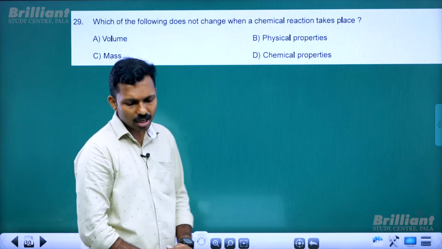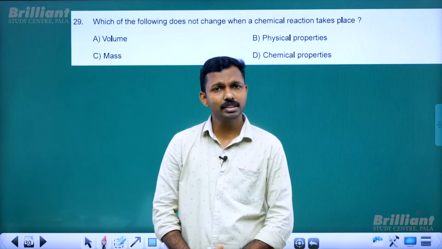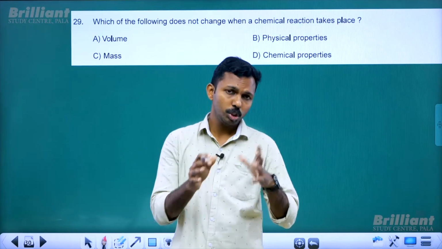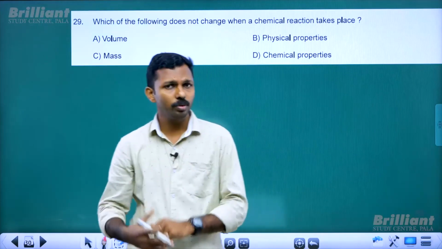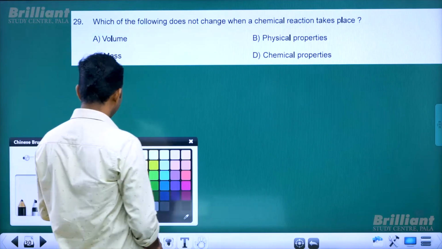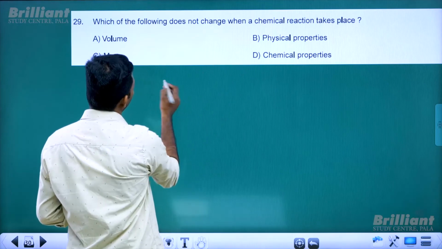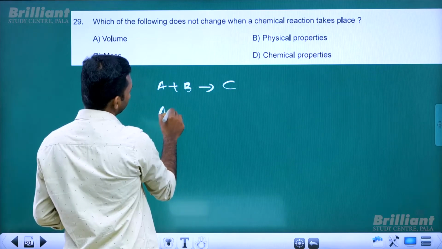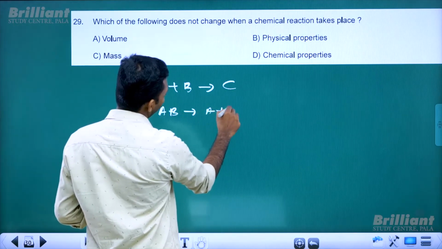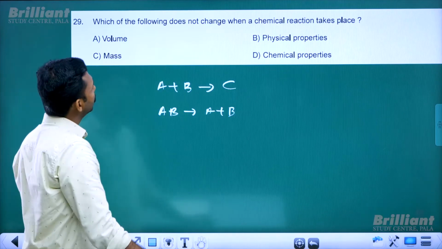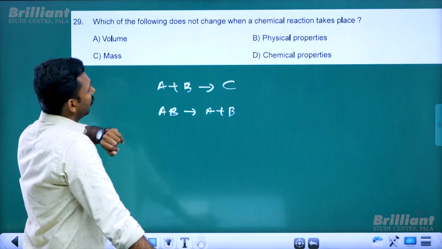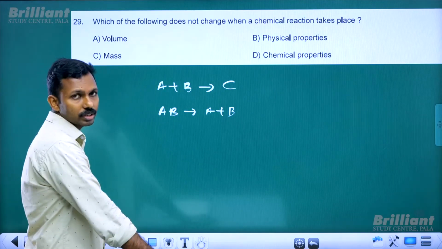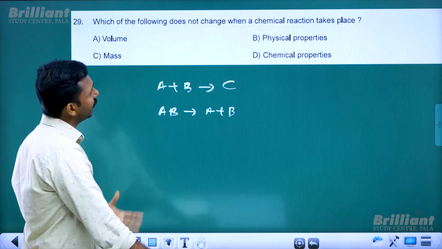Suppose a chemical reaction is taking place. That means two reactants are reacting together to give products, or a compound is decomposing to give two products. Suppose A and B are reacting to get C, or AB is splitting into A and B. Which of the following does not change when a chemical reaction takes place? Volume, physical properties, mass, chemical properties. So which will not change?